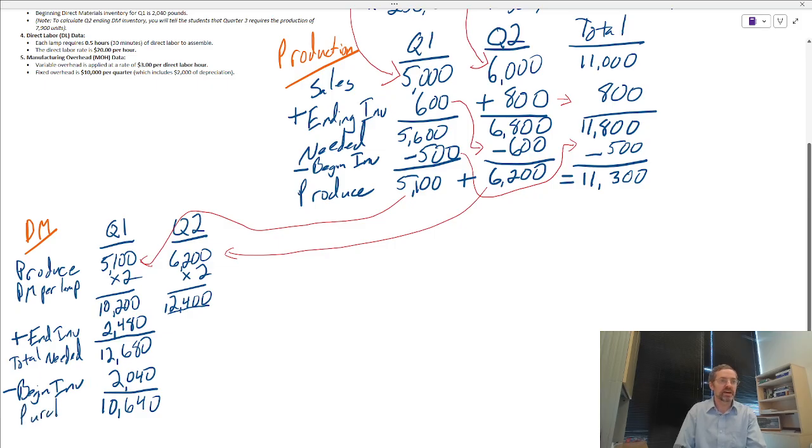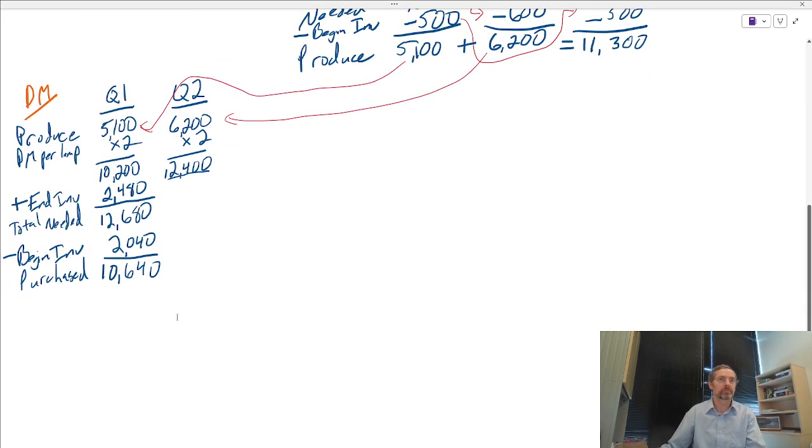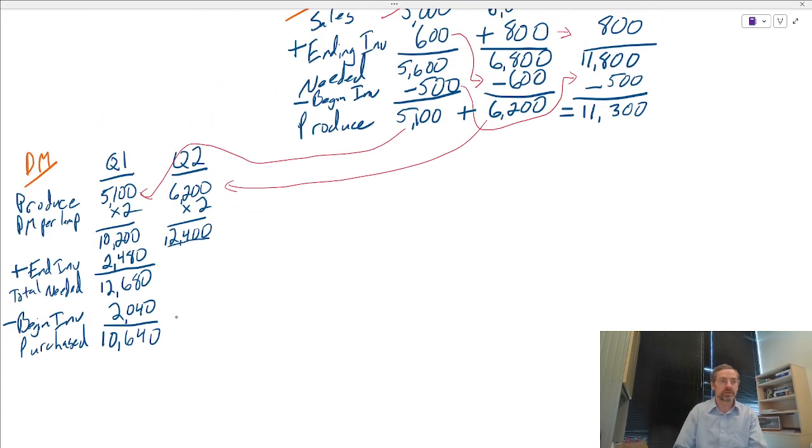Let's translate that to dollars now. And the metal costs $4 per pound. And so that translates to $42,560 for the first quarter.